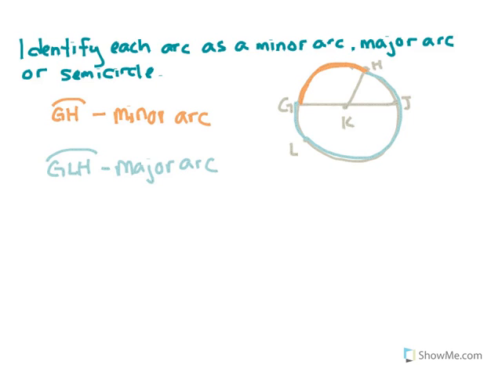So the next one is going to be GLJ. When I take a look at GLJ in this picture, again, it's giving you 3 letters to have you go in a particular direction. Connect G to L to J. Now, when I take a closer look, I know that this is going to be exactly a semicircle because the part connecting G to J is a diameter. So that would be a semicircle.